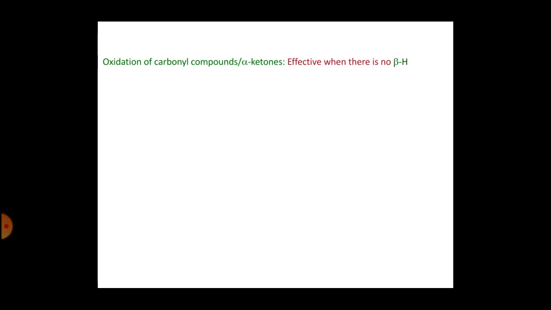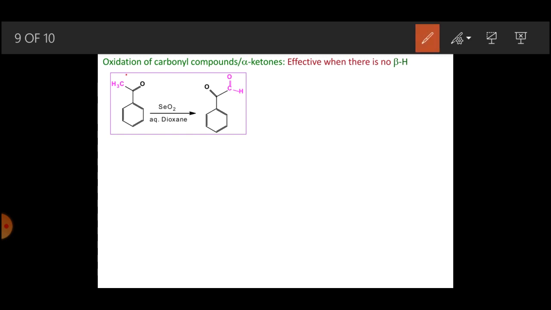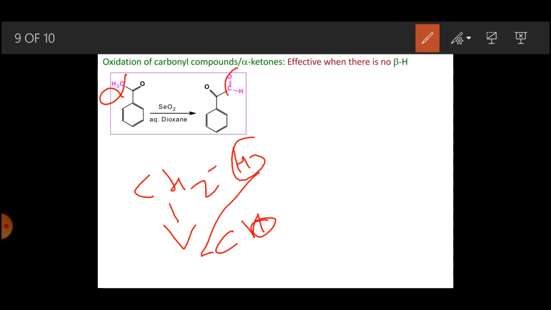If there is beta hydrogen present in the molecule, then the dehydrogenated product will also form. For example, in this case, the alpha position, CH2, this CH2 is getting converted to CO and this H. So the alpha position is oxidized to CO with the help of selenium dioxide, and this is the oxidation of methylene carbon.